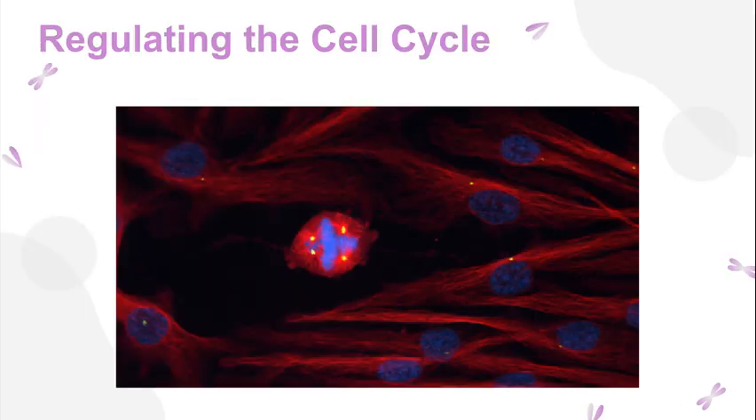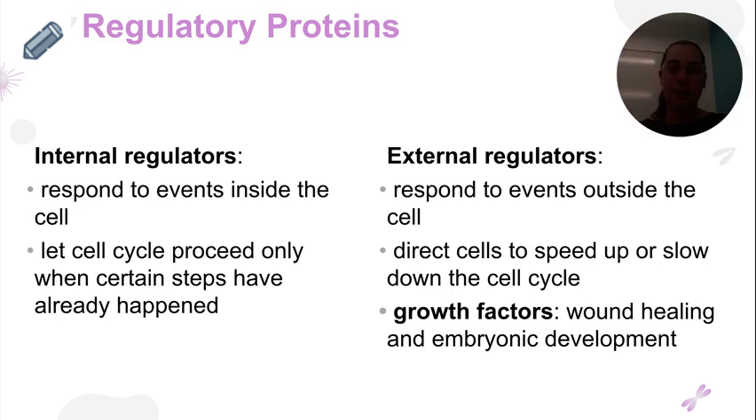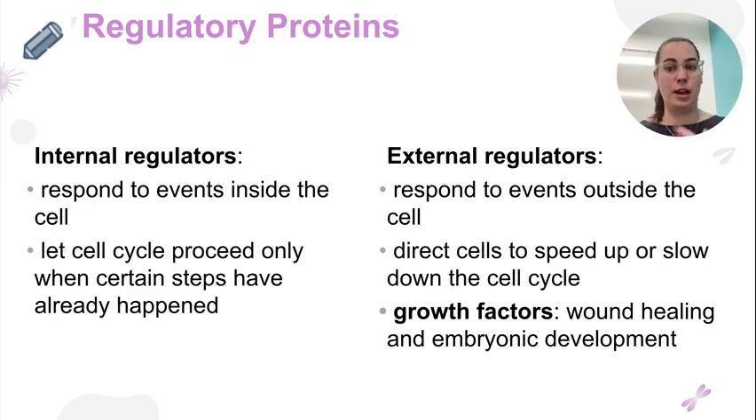Let's talk about how we control this cell cycle and regulate the cell cycle. Scientists have found that many proteins regulate the cell cycle. It's controlled by these proteins both inside and outside the cell. The internal regulators respond to events inside the cell and let the cell cycle move forward only when certain steps have already been completed. For example, some regulatory proteins function to keep mitosis from starting until the chromosomes have been duplicated. Another regulatory protein keeps the cell from moving into anaphase until the spindle fibers have attached.